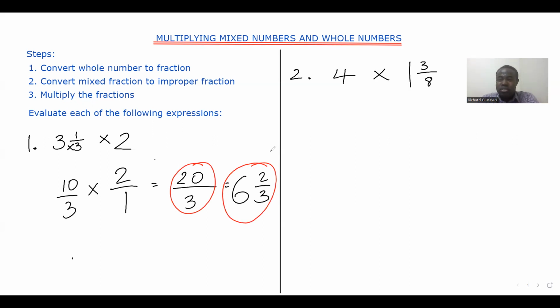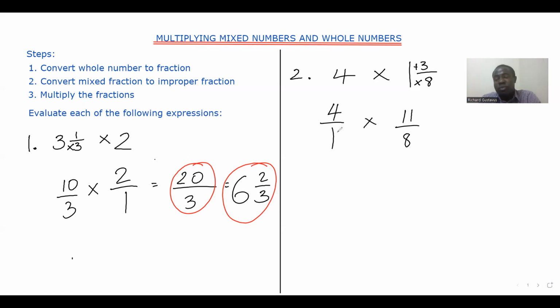Number 1, pretty easy, right? Let's try number 2. Number 2, we have 4 times 1 and 3/8. Now, our whole number is 4, so we can convert that to a fraction by dividing by 1. Then we put back our operator, which is multiplication. Next step, guys, is for us to convert our mixed number to improper fraction. We do that by multiplying 8 times 1, which is 8, plus 3, and that will give us 11. And then we put back our denominator, which is 8.